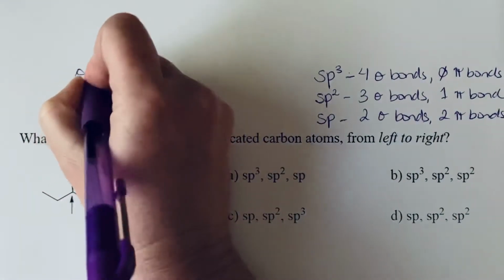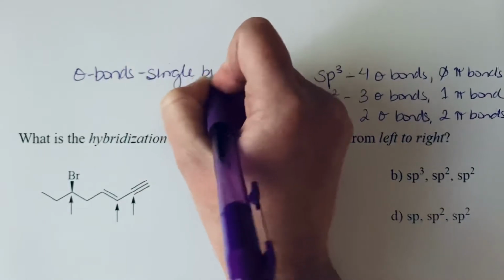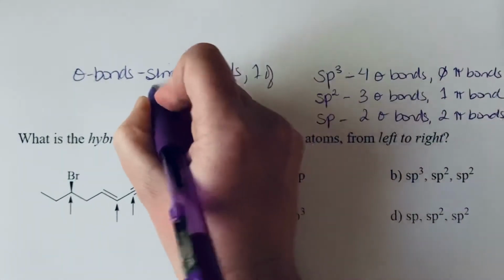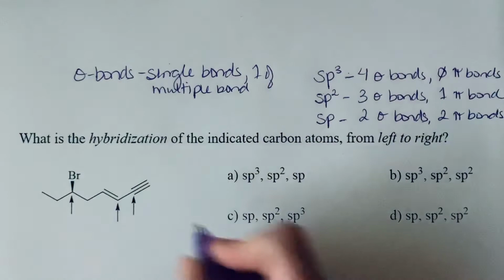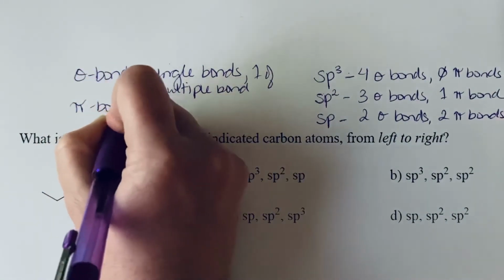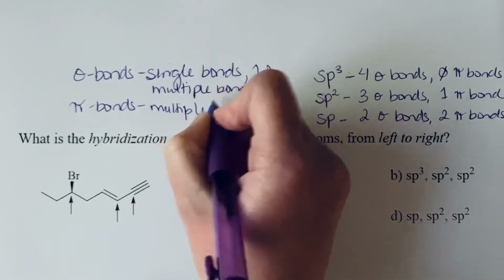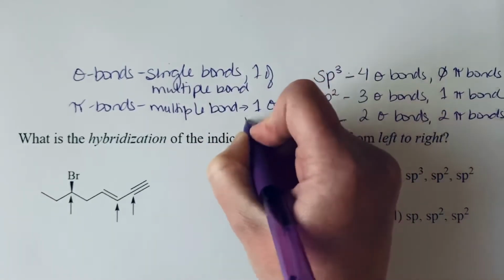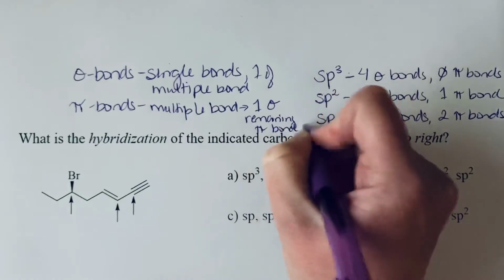So sigma bonds are all of your single bonds. And if you have a multiple bond, the first connection is a sigma bond. And so we'll just say one of a multiple bond. And we'll see what we mean when we take a look at this molecule. And so your pi bonds, whenever you have a multiple bond, one is a sigma bond and the remaining are pi bonds. Okay, so that's how we can classify this.